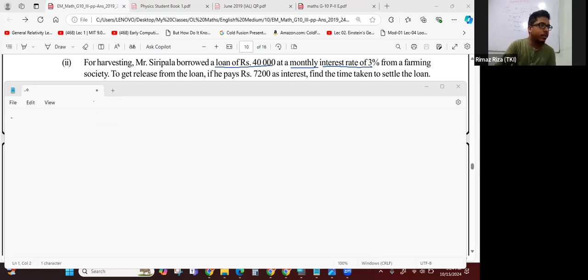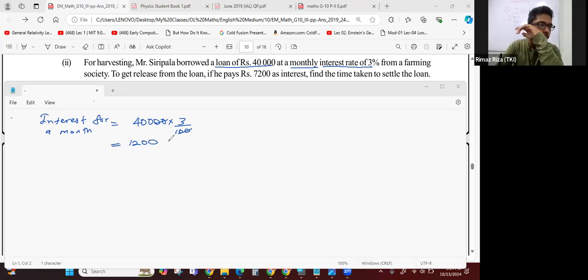So I can write interest for a month. How much interest must be paid for one month. So the loan is 40,000. Out of that, 3% you have to pay as monthly interest. So this and this cancel, and therefore 3 into 400 is 1,200 rupees. So that is the interest for a month. You must pay 1,200 interest for one month. Total interest how much? 7,200, right?